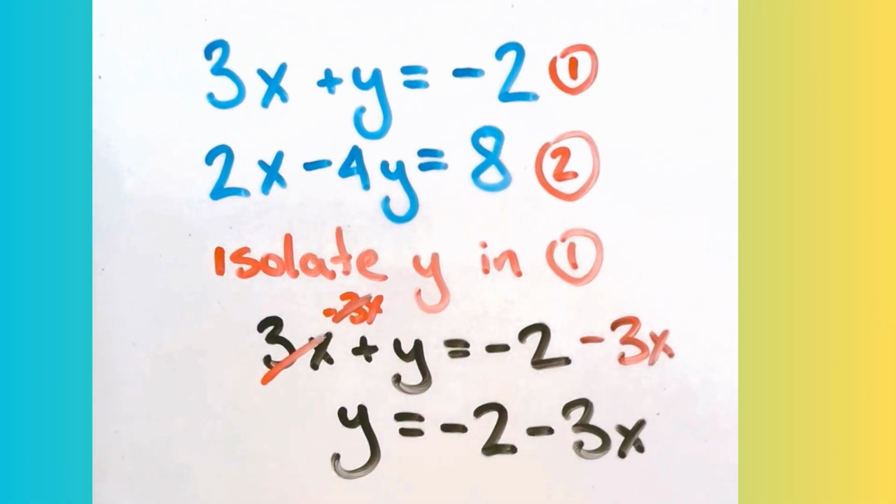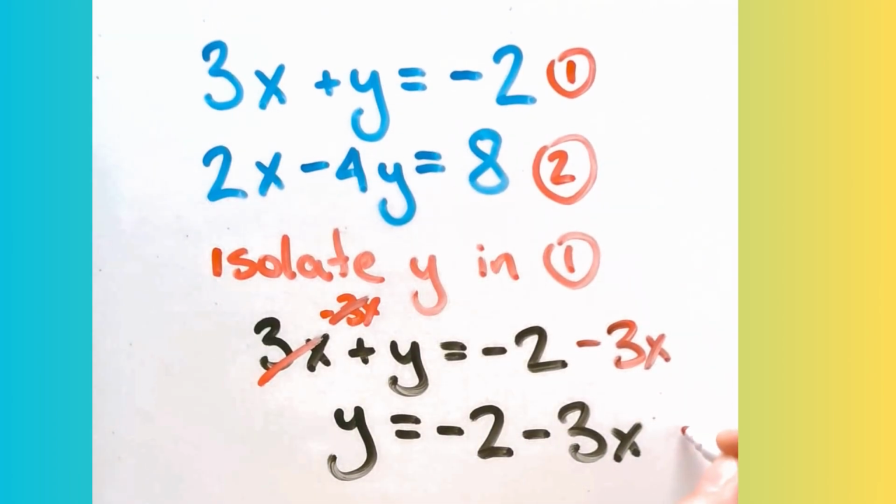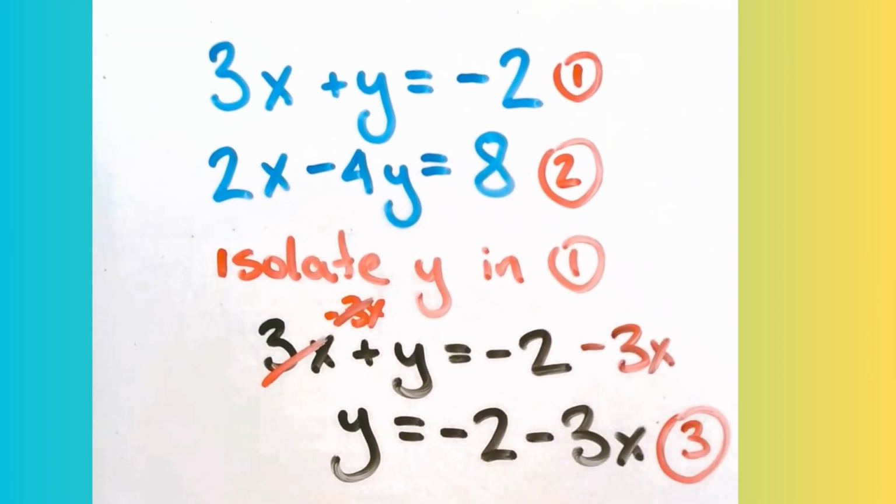And once I isolate it, I actually like to label it as equation 3 because it helps me keep track of these equations.